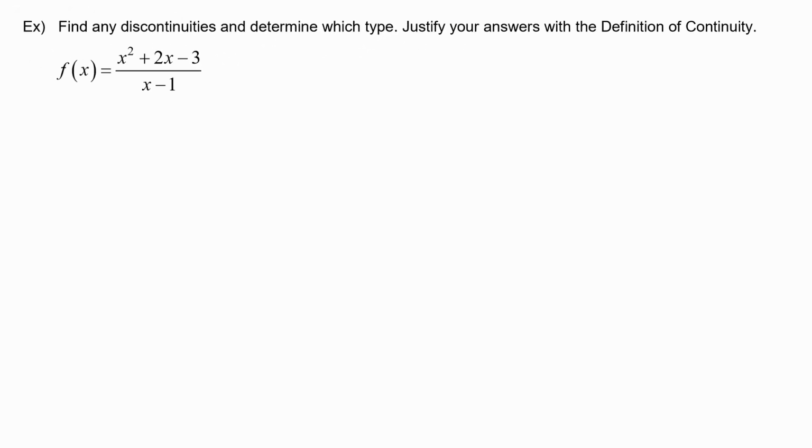In this example, find any discontinuities and determine which type. Justify your answers with the definition of continuity. We are given f of x is equal to the quantity x squared plus 2x minus 3 over the quantity x minus 1. We recognize that this is a rational function.